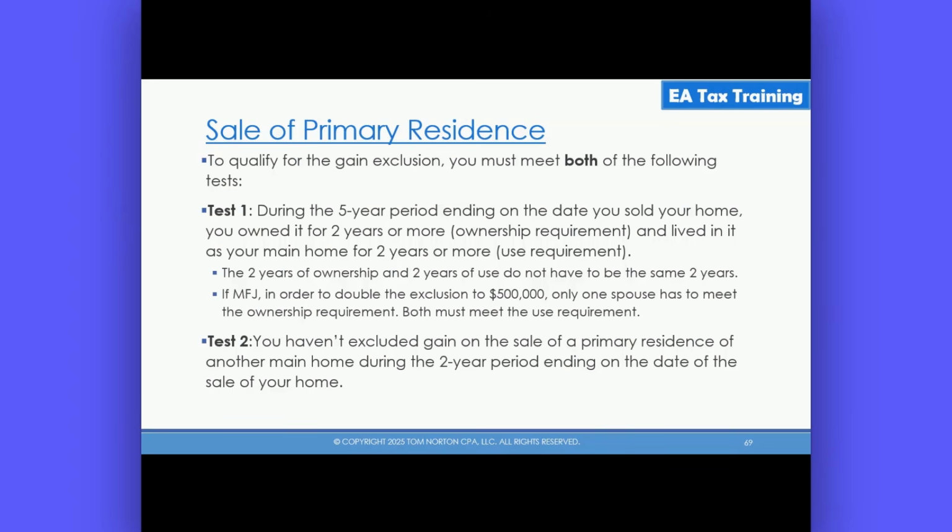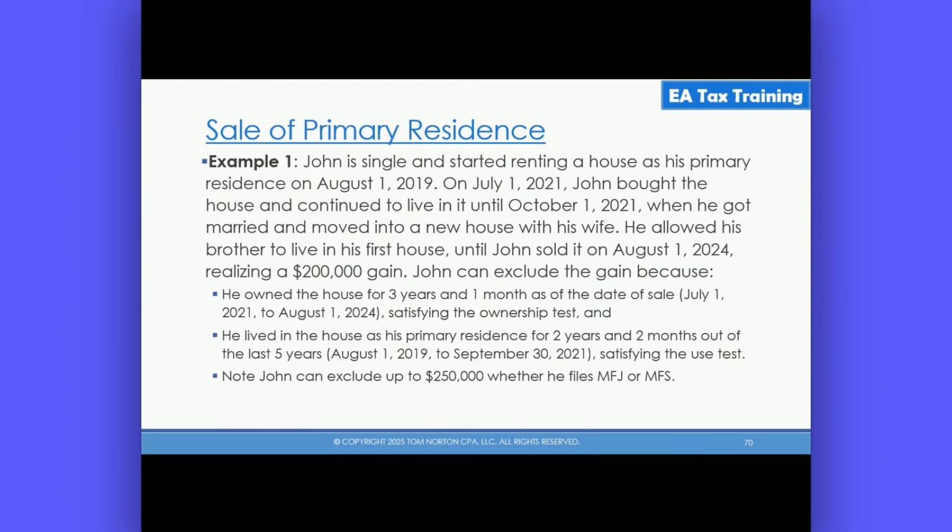So for most people, this is actually pretty straightforward. If you owned your house and lived in it for the last 2 years and you haven't excluded another gain in the last 2 years, then you get this $250,000 exclusion or $500,000 exclusion if you are married. It can get a little bit more complicated in other situations, and so we will look at a couple of examples so we can explain this a little bit better. Example number 1.